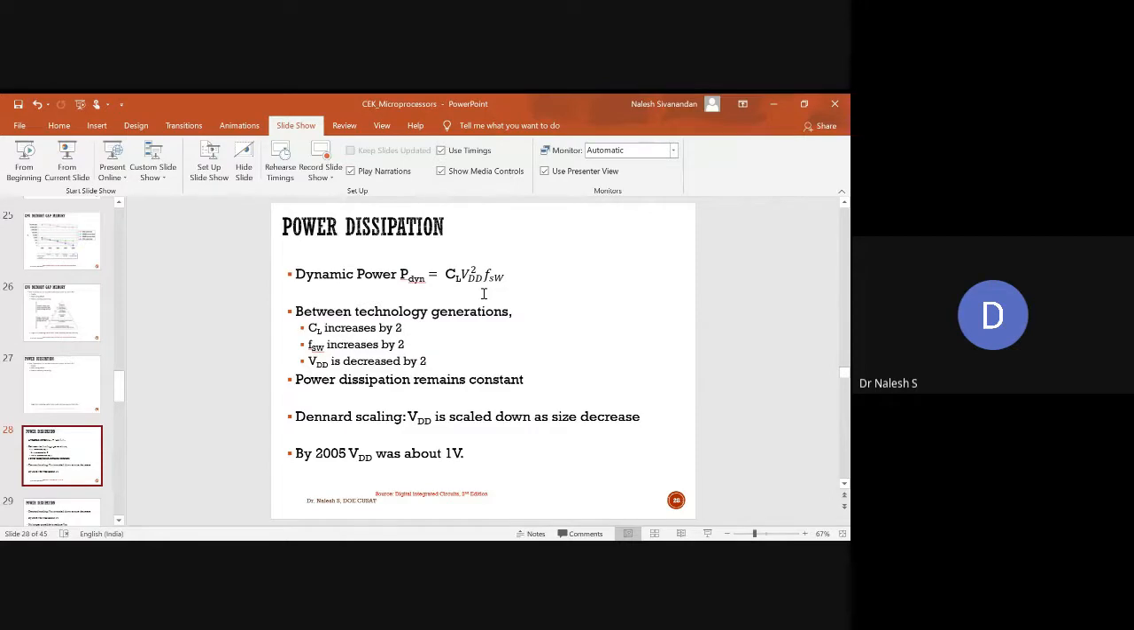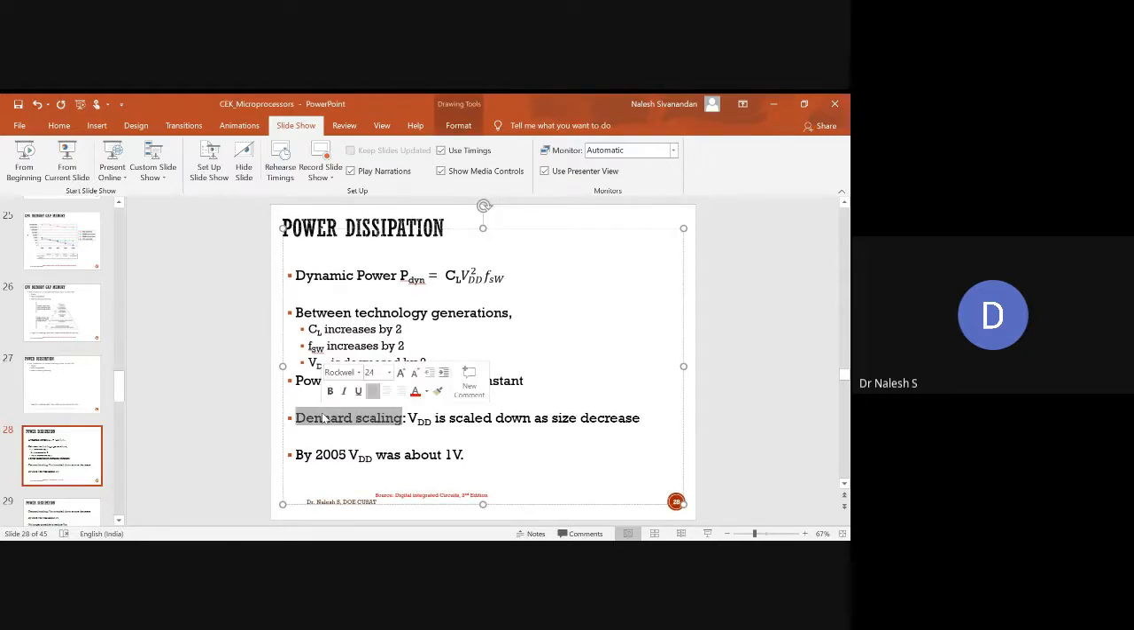Okay, so you can't allow that. Power dissipation remaining constant was a feature of all these improvements in technology earlier. This type of scaling is known as Dennard scaling. VDD is scaled down as size is, sorry, this is a mistake, as size increases, VDD is scaled down, which is known as Dennard scaling. And Dennard scaling ensured that power dissipation remains constant.